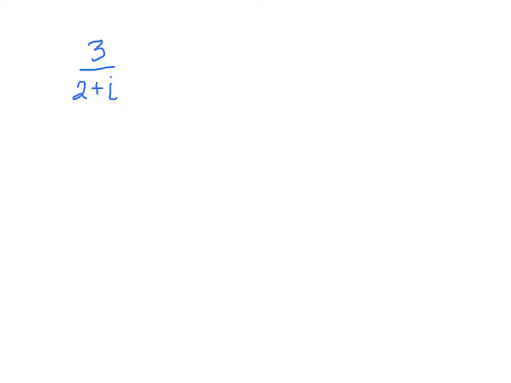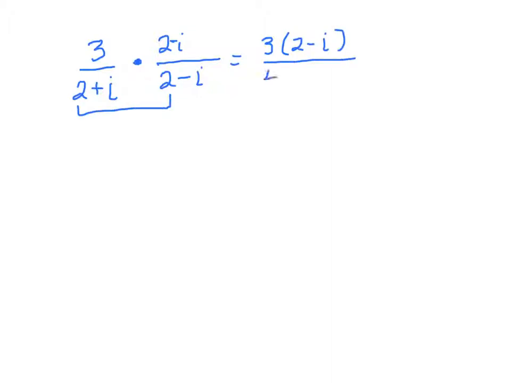Okay, so 3 over 2 plus i. All right, so we want to multiply this by a form of 1. The form of 1 will also be its conjugate. So 2 minus i, 2 minus i, and then multiply across. It's hard to see. All right, so I have this on the top, just for clarity. And then on the bottom, I'm going to have 4 plus 2i minus 2i, and then minus i squared.